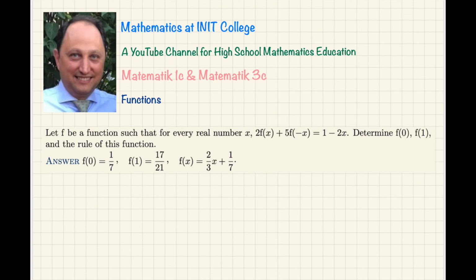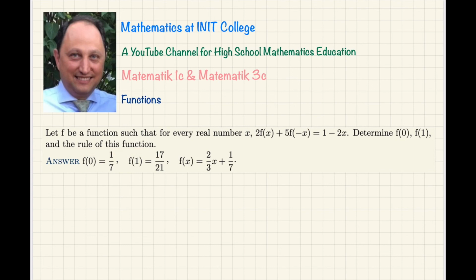In this video I am going to solve the following problem for you. Let me read the problem first. Let f be a function such that for every real number x, we have 2 times f of x plus 5 times f of minus x equals 1 minus 2x. Determine f of 0, f of 1, and the rule of this function.